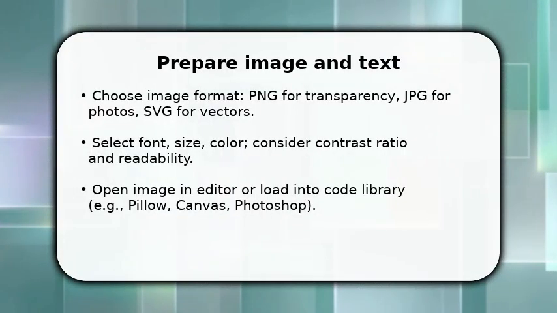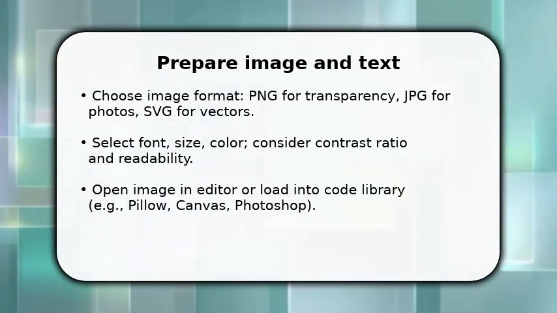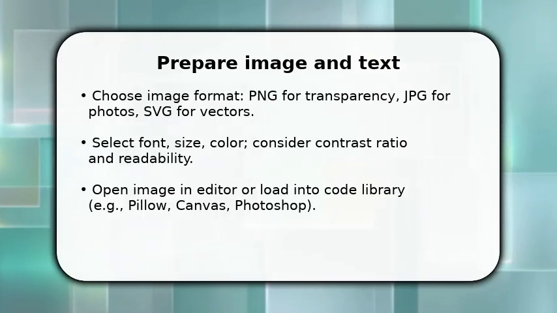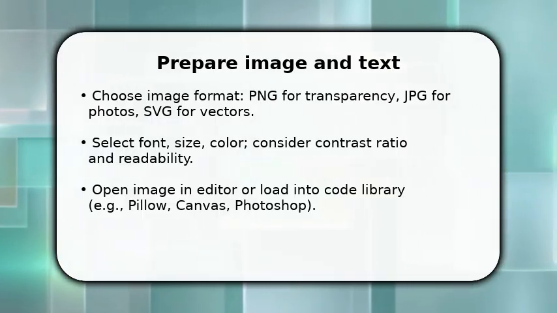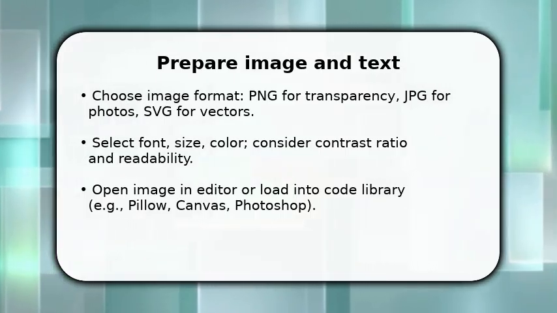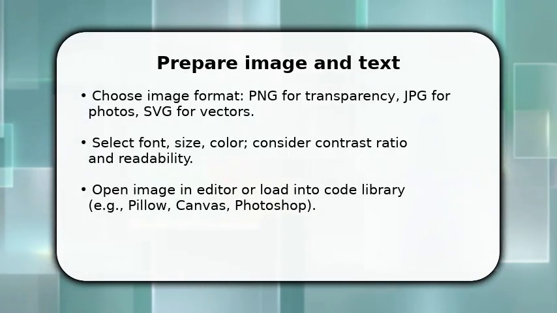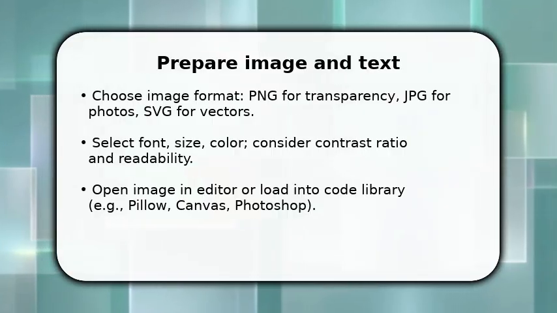You start by choosing the right image and text assets so your result reads clearly. Pick PNG if you need transparency or JPG for photos. Once done, choose a font, size, color, and alignment that contrast with the background so viewers can read it at a glance. Open the image in your editor or load it into a code library like Pillow or Canvas.